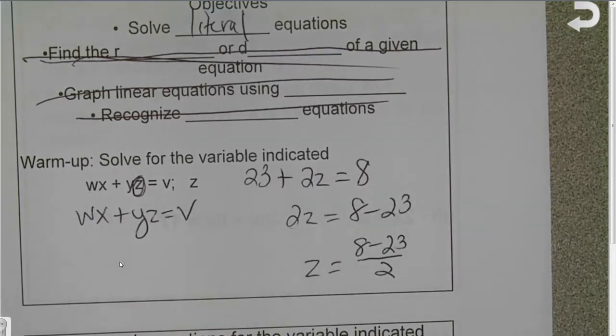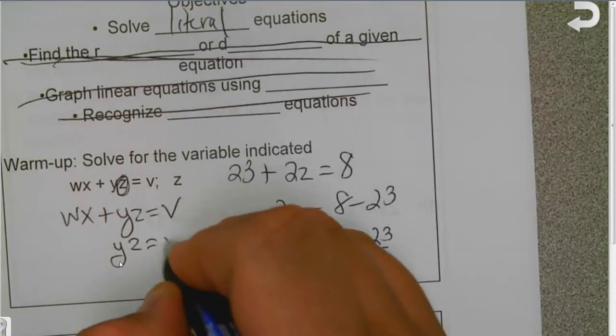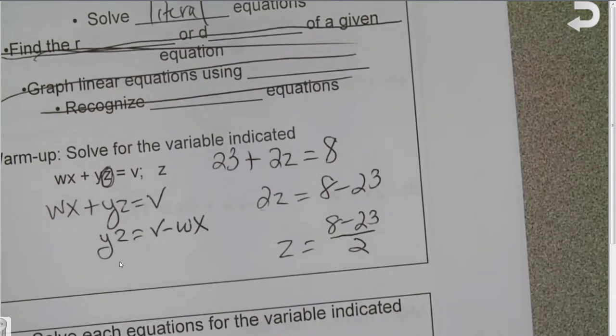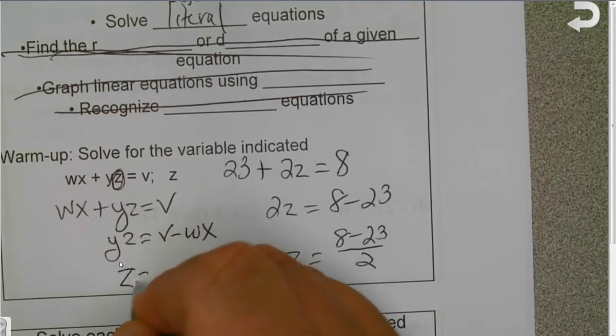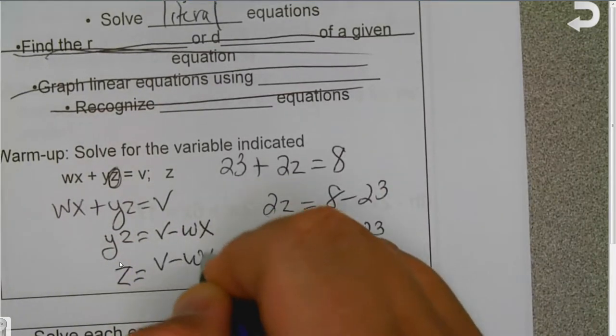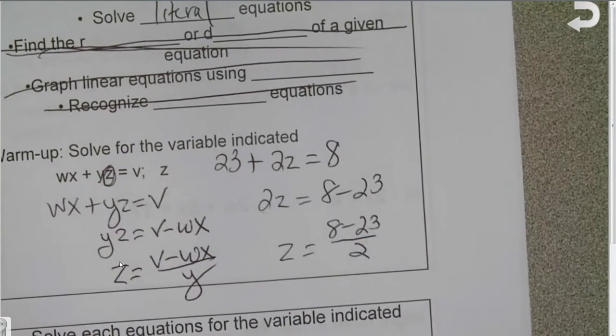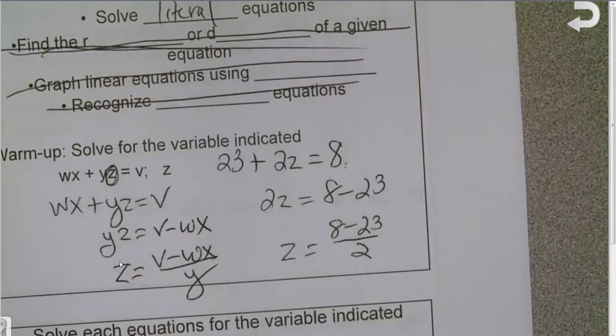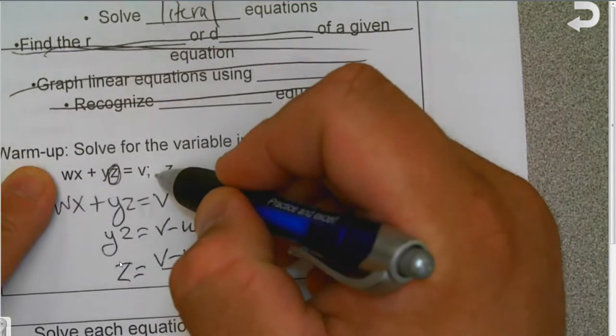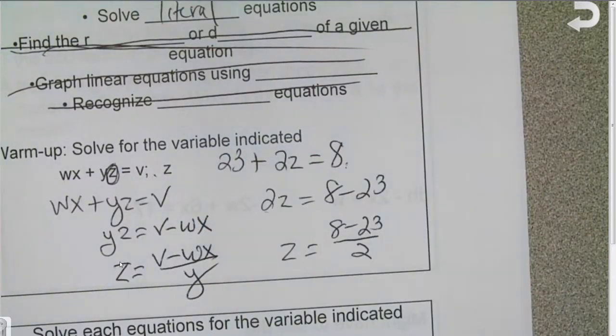Just like over here, you subtracted 23 first. What do you think you're going to do here? You're going to subtract wx. Just like on the right, you divided by 2. Now we're not dividing by 2. We're dividing by y. So z is equal to v minus wx divided by y. There's no difference. If I gave you this problem and you handled it, use the same properties to solve this problem. Just don't worry about, oh my God, I need to have a number. No, you need to get rid of everything except for the one letter.